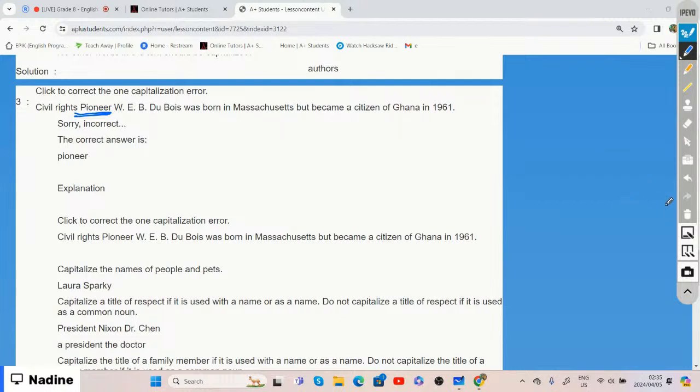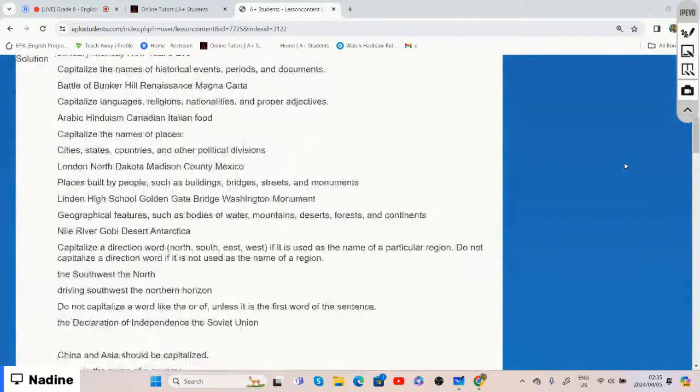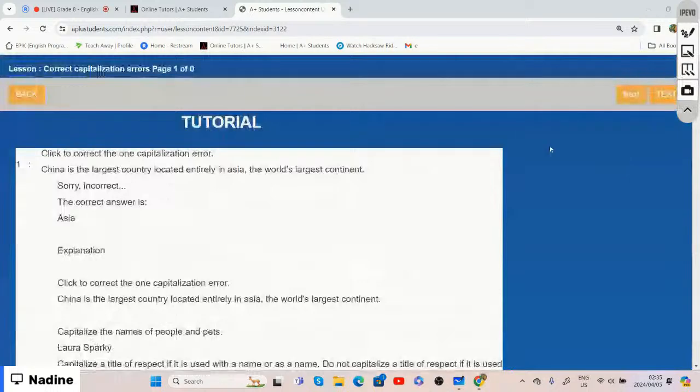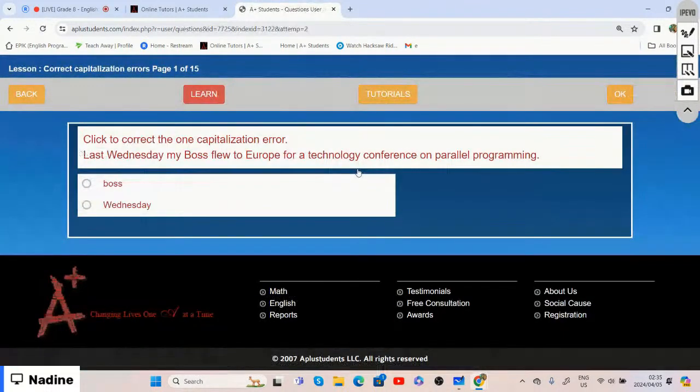All right. So now we are going to our test, right? So this is where we are going to capitalize certain errors. And remember, errors can either be where they have capitalized it and we need to write it in lower case, or it is in lower case and we need to write it with a capital letter.